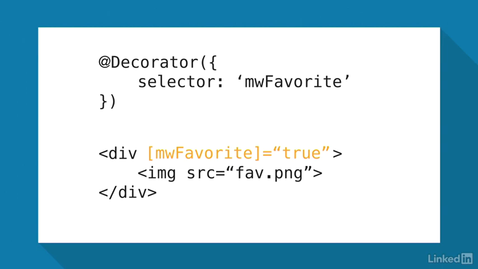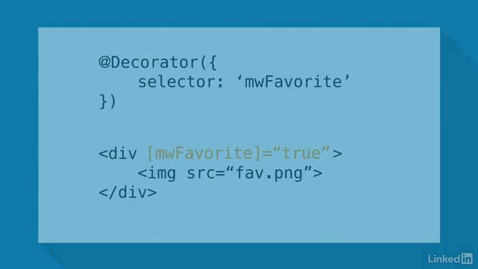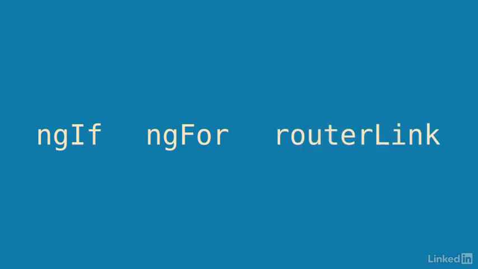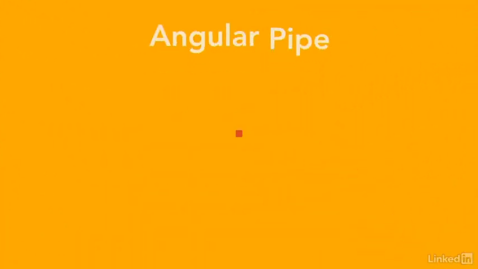In addition to creating your own directives, Angular comes with a number of directives out of the box to handle common web app constructs, like conditionally rendering elements based on some expression, looping out items to render, or even for things like router links. Another tool in the Angular toolbox to display content is the pipe.